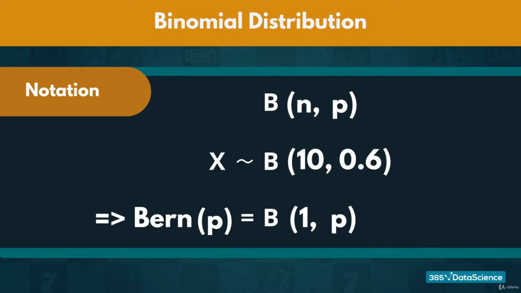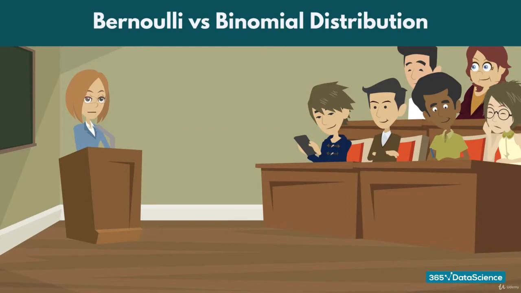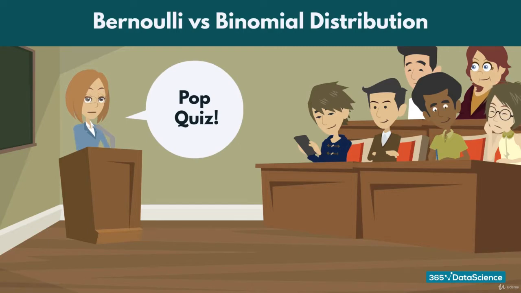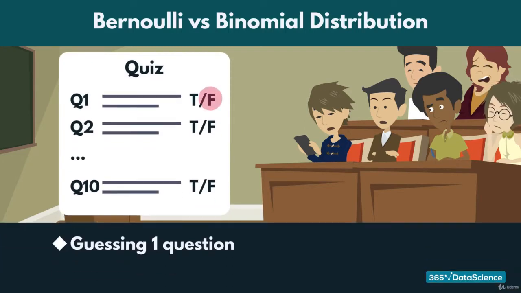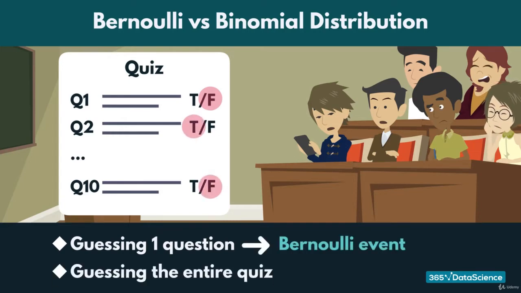All right, to better understand the differences between the two types of events, suppose the following scenario. You go to class, and your professor gives the class a surprise pop quiz, which you have not prepared for. Luckily for you, the quiz consists of 10 true or false questions. In this case, guessing a single true or false question is a Bernoulli event, but guessing the entire quiz is a binomial event.